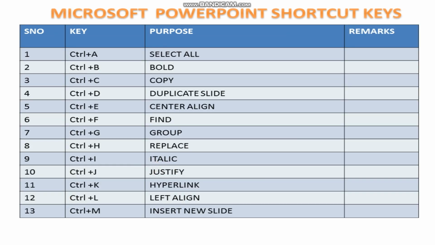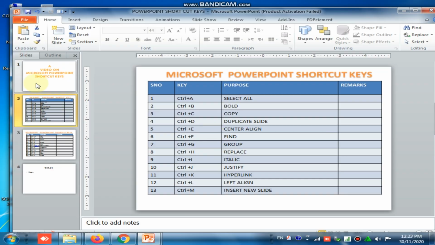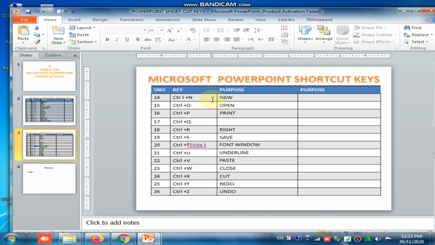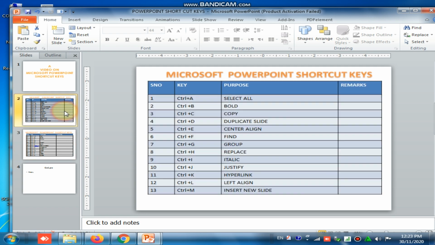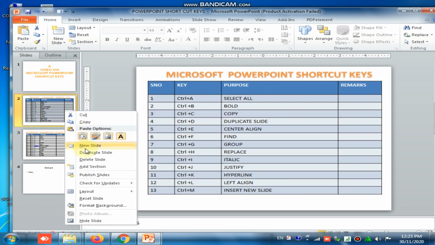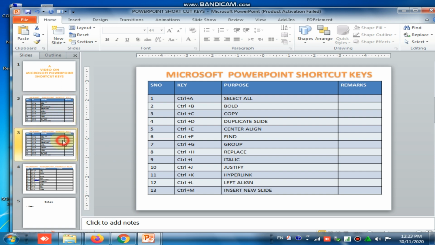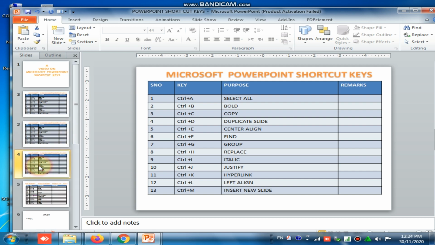Coming to D, Control plus D, duplicate slide. Here I want to make a copy of this slide without typing. Suppose here I have typed, instead of that I want to make a copy of this one. So just click and select duplicate slide. If you observe here, both are the same. In this way you can create a duplicate slide by pressing Control plus D.